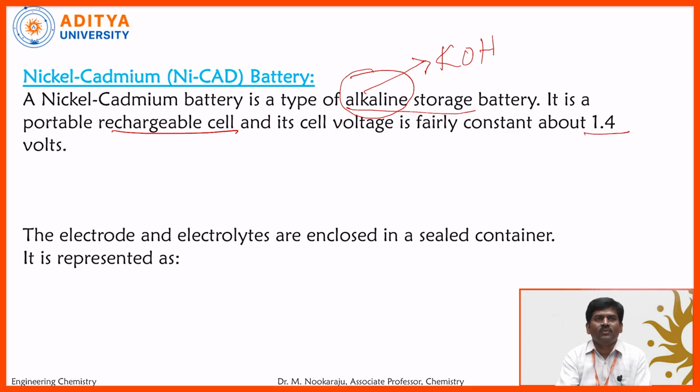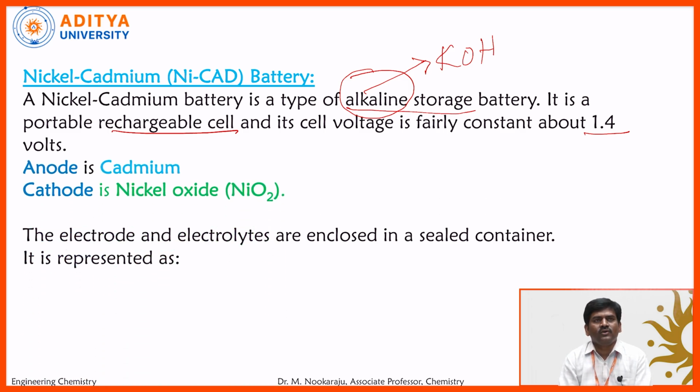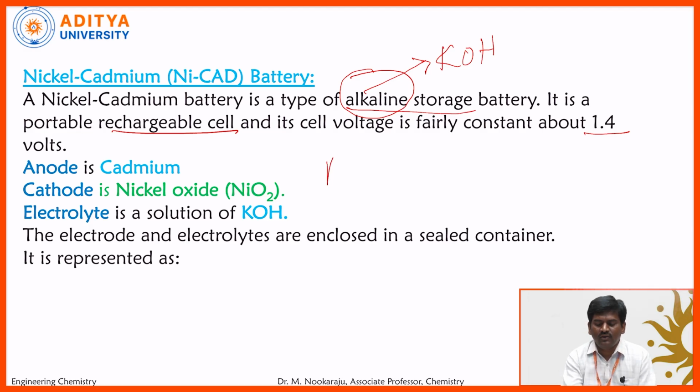The major components of this battery are an anode made up of cadmium, a cathode of nickel oxide, and an electrolyte of a solution of KOH. That means we have the anode made of cadmium, the cathode and the electrolyte combination, so that the construction is completed. The electrodes and electrolyte are enclosed in a sealed container.